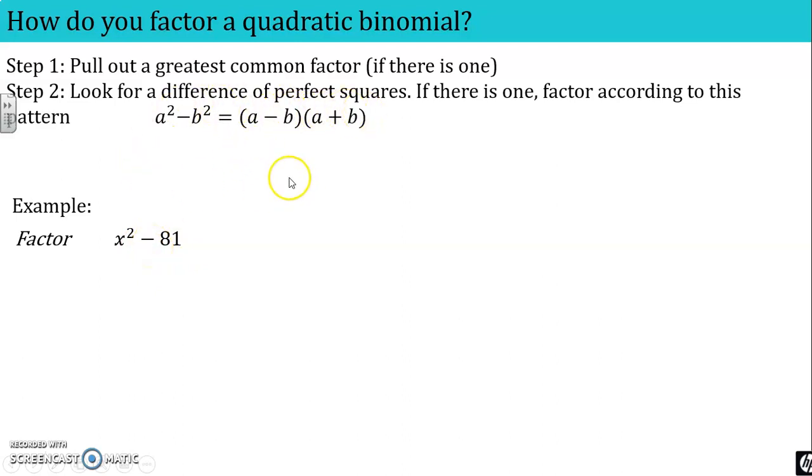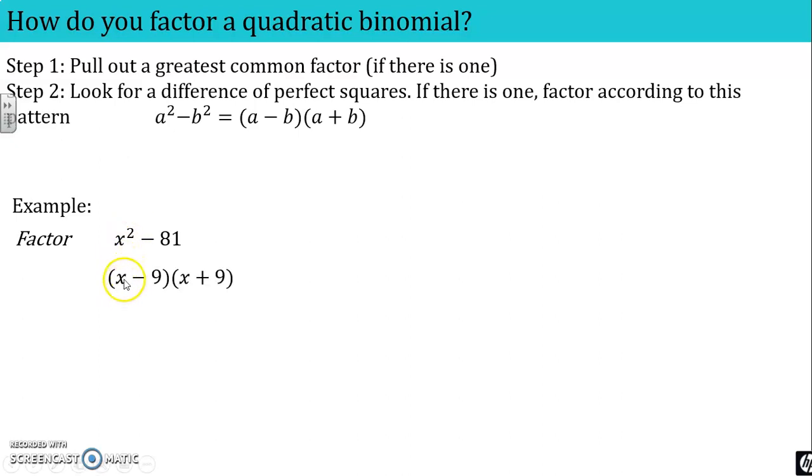So what I'm about to teach you only applies if it's a difference, subtraction, and if both of these terms are perfect squares. So how do you factor this? There's a pattern that works every time. I have it memorized. Hopefully it will become second nature to you the more you spend time factoring.